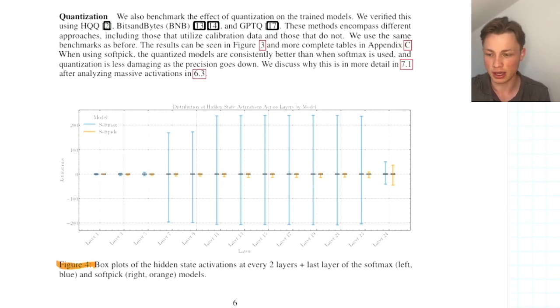We can see the activations from layer 1 to layer 24, and as we go deeper, the activations of our Softmax get very high. If we compare to the orange line, we can see that the activations are much smaller, and it's easier to represent a smaller number with a few bits than a very big number.